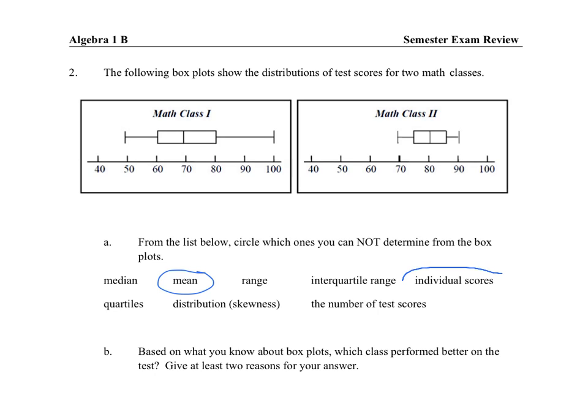However, we do not know the individual scores for each math class. We do know the quartiles, which is the upper quartile and lower quartile. We do know the distribution skewness by kind of looking at the whiskers. We can see this looks like a normal distribution, whereas this might be skewed to the right a bit. And we do not know the number of test scores because, as I said, we don't know what the individual scores are.